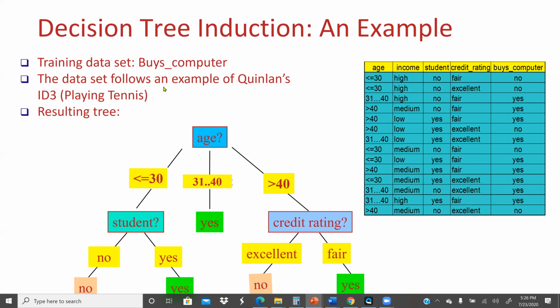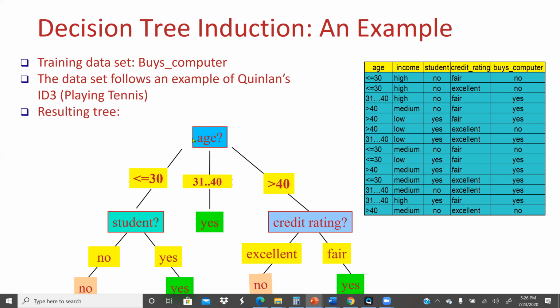So here we have a training set to buy computers. The data set follows an example of Quinlan's ID3 algorithm. We are using ID3, and this is the resulting tree based on this data set. If your age is less than or equal to 30 and you're a student, then you're going to buy the computer. But if you are not a student, you will not buy the computer.